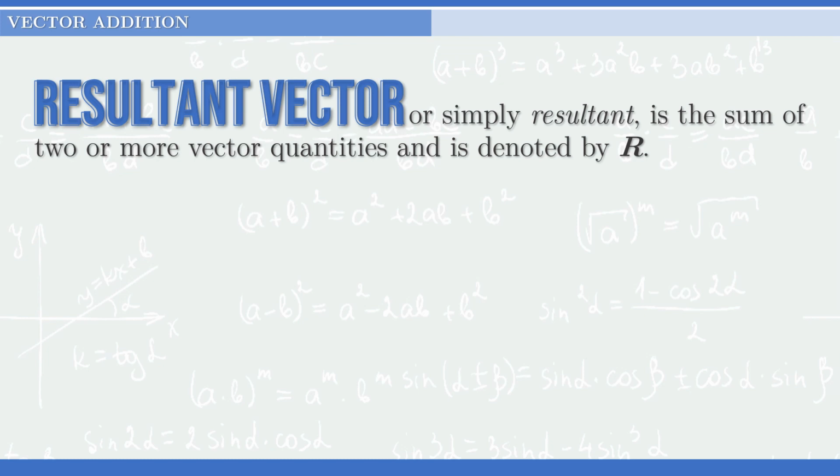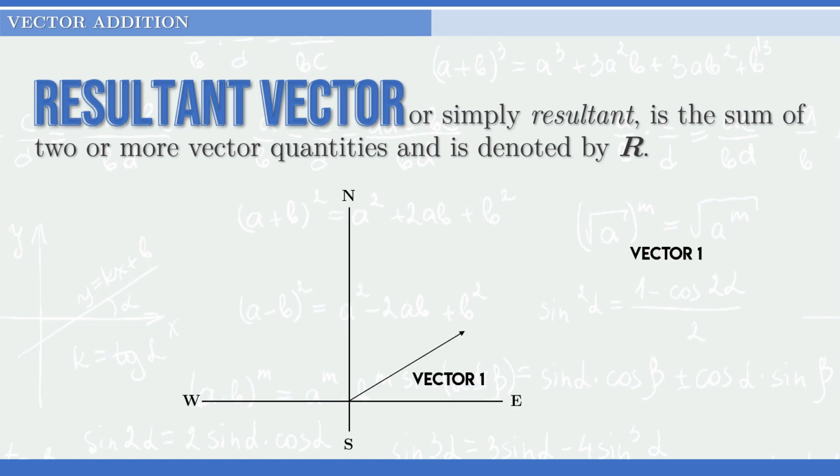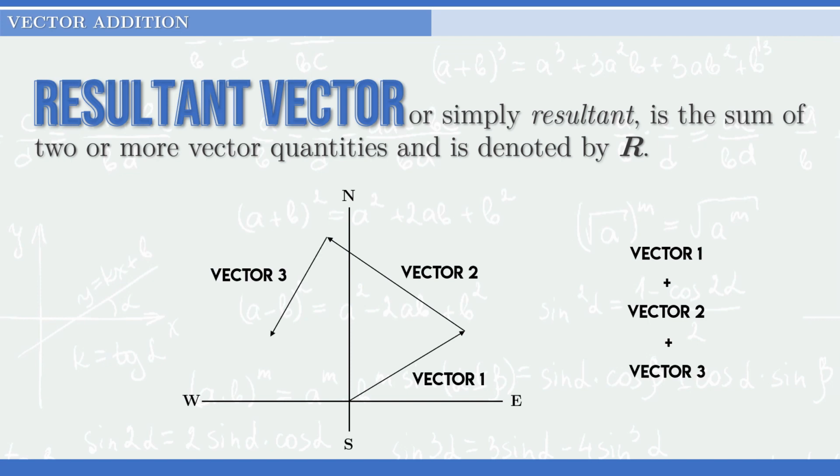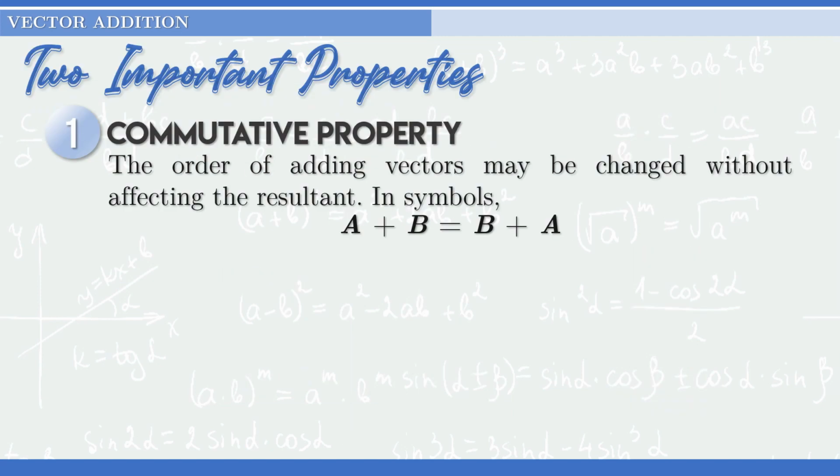To illustrate resultant vector, we have vector 1 plus vector 2 plus vector 3 is equal to resultant. There are two important properties of vector addition. First, vector addition is commutative. That is, the order of adding vectors may be changed without affecting the resultant. In symbols, A plus B is equal to B plus A.